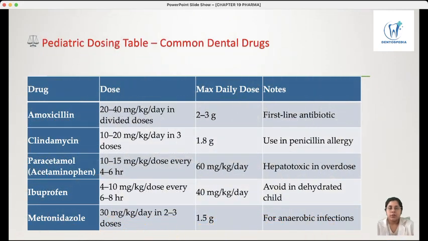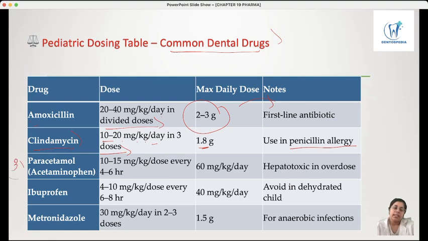Now, pediatric dosing table, common dental drugs. First is amoxicillin. The dose is 20 to 40 mg per kg per day in divided doses. Maximum daily dose is 2 to 3 gram. It is a first line antibiotic. Second is clindamycin, 10 to 20 mg per kg per day in 3 doses. Maximum you can give 1.8 gram, used in penicillin allergy.